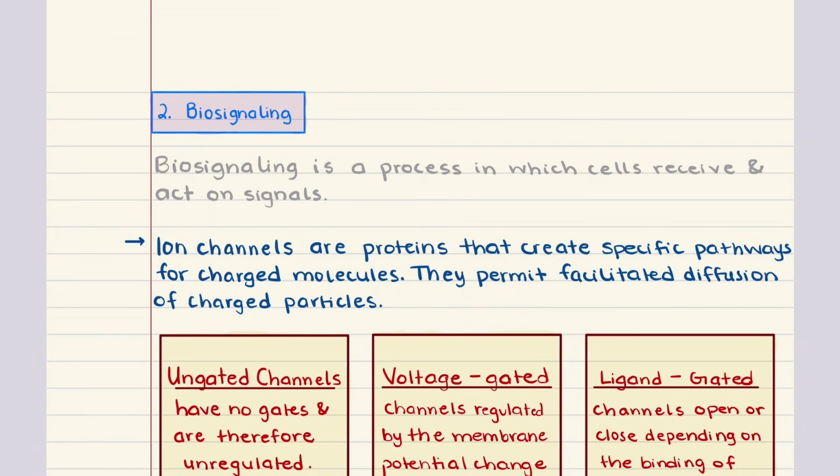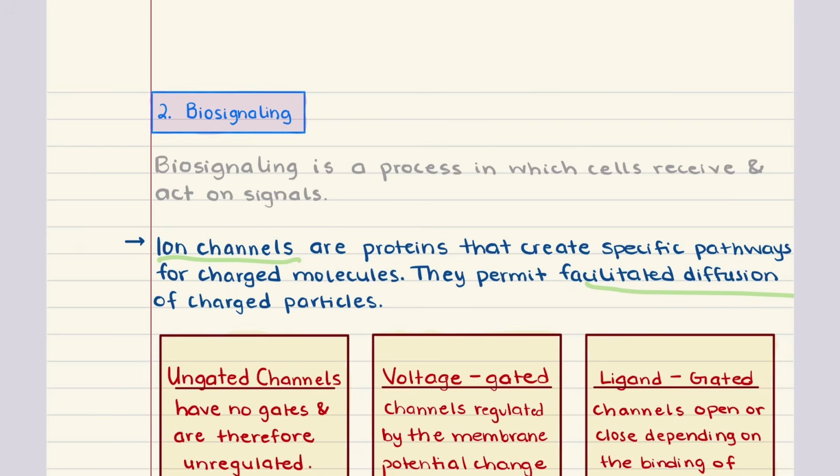Biosignaling is the process by which cells receive and respond to signals from their environment. This process is essential for communication between cells and for coordinating physiological functions throughout the body. One important class of biosignaling proteins is ion channels. These are membrane proteins that form specific pathways for charged molecules like sodium or potassium ions to pass through. They allow for facilitated diffusion. This means that ions move down their concentration gradient without using energy.